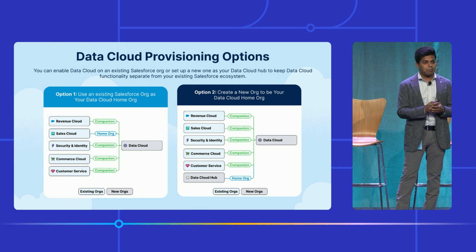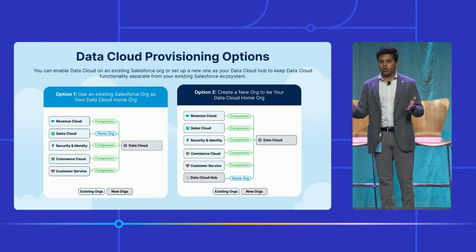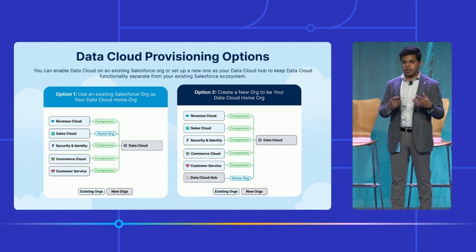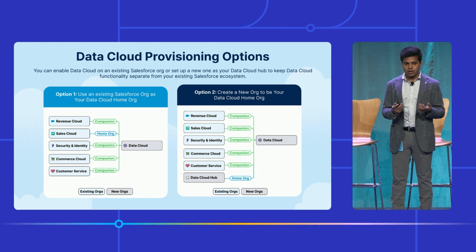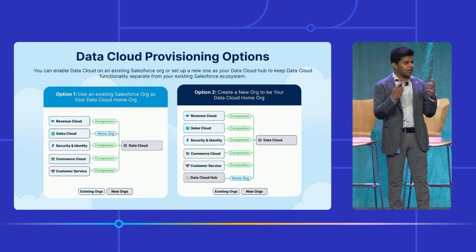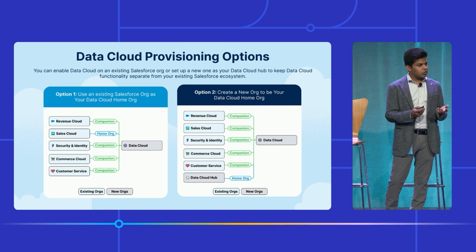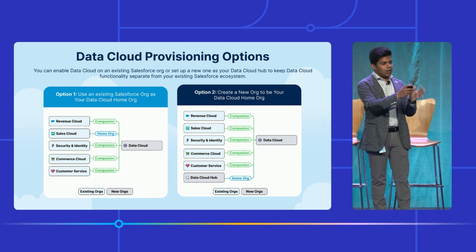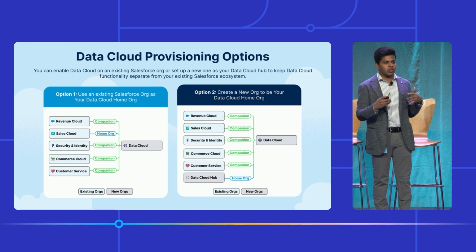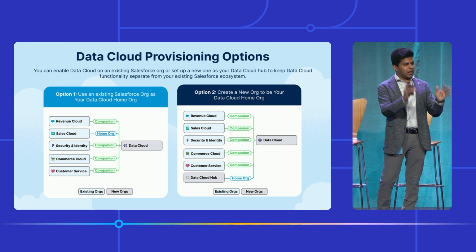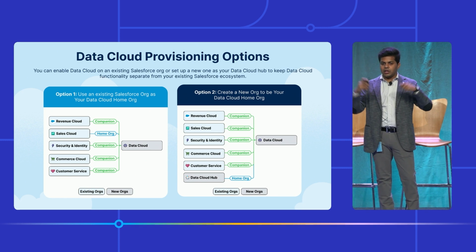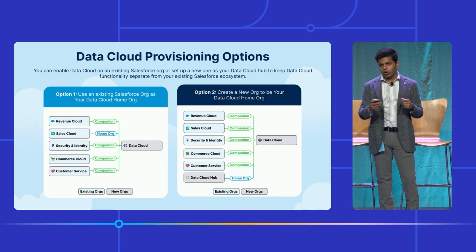Keeping in mind those considerations, the first choice whenever you are on your Data Cloud journey is, where do you provision your Data Cloud? Currently the terminology we're using is home org, where Data Cloud gets provisioned. One of the choices is that, say I have 4 orgs, I just provision it in one of my existing orgs, and that becomes my single source of truth for all my existing orgs, and then you share data across all of those orgs.